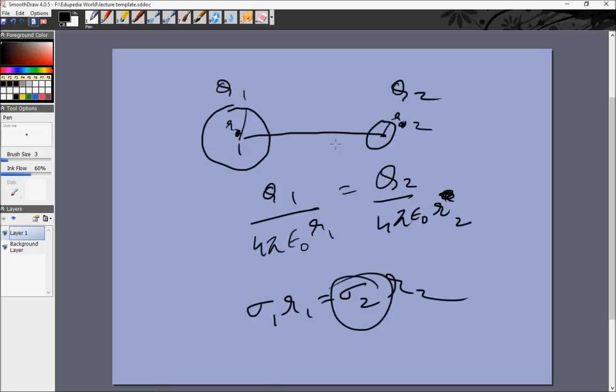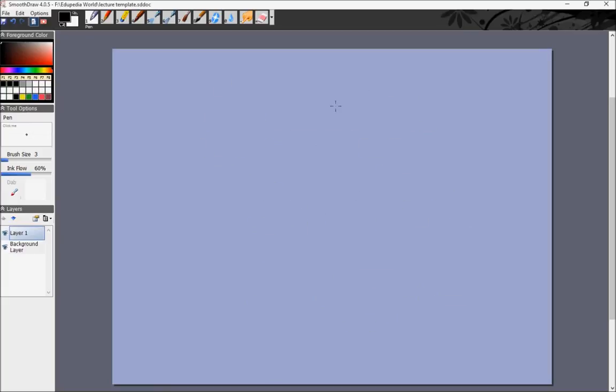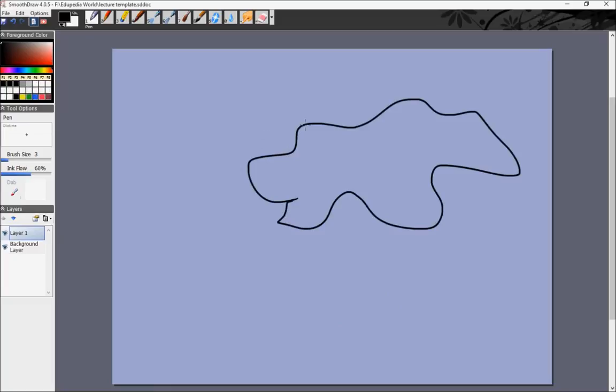A greater surface charge density exists on the sphere of smaller radius. Let's extend this concept to a single conductor which does not have any specific shape. Now there will be regions like this which can be assumed to be parts of spheres which have a very large radius, like this, right?